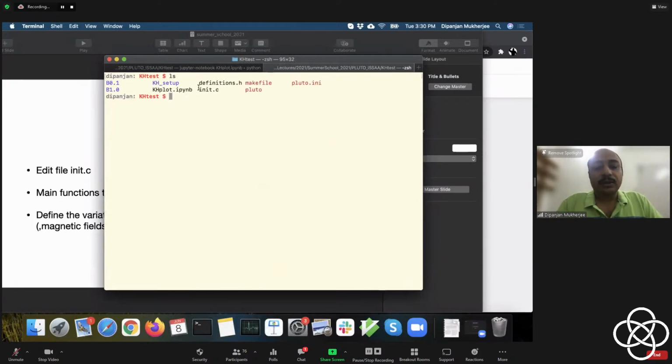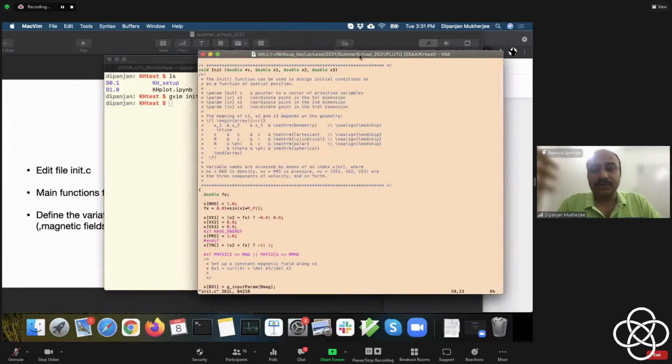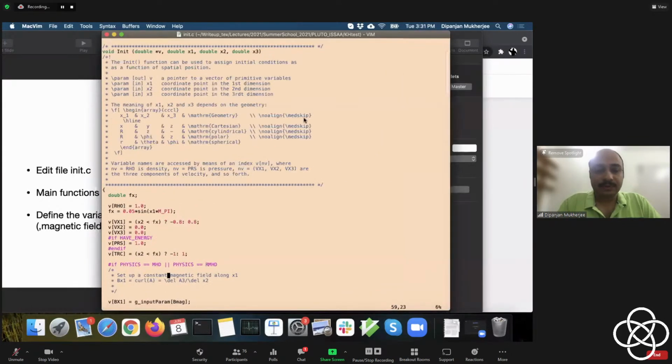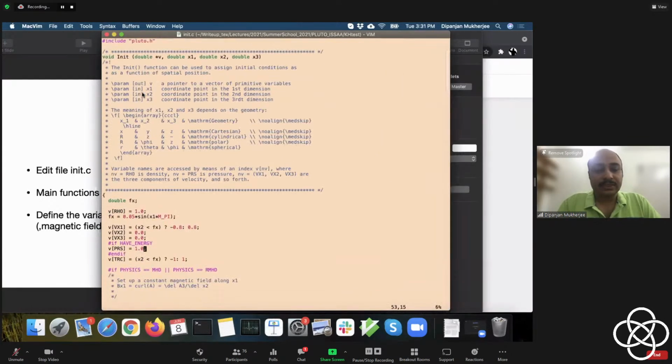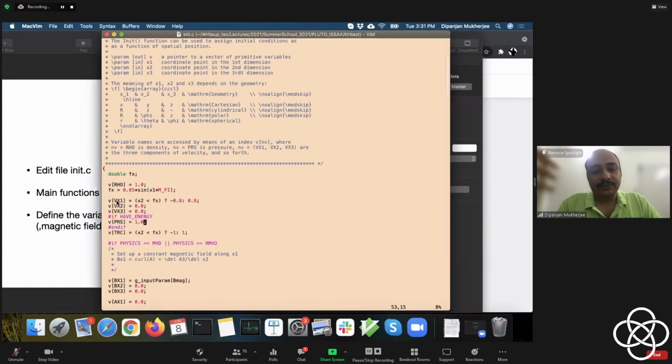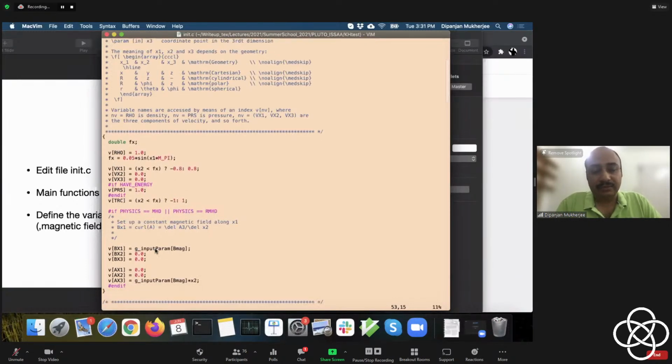Yes. So initially, when you start off, you would have this file called init.c, where you have to give the initialization of the input variables. The init.c looks like this, where you have a function called init, and inside the init function, you have to give the variations of the various fluid quantities. For example, the density rho, the velocities vx1, vx2, vx3, the magnetic fields, etc.